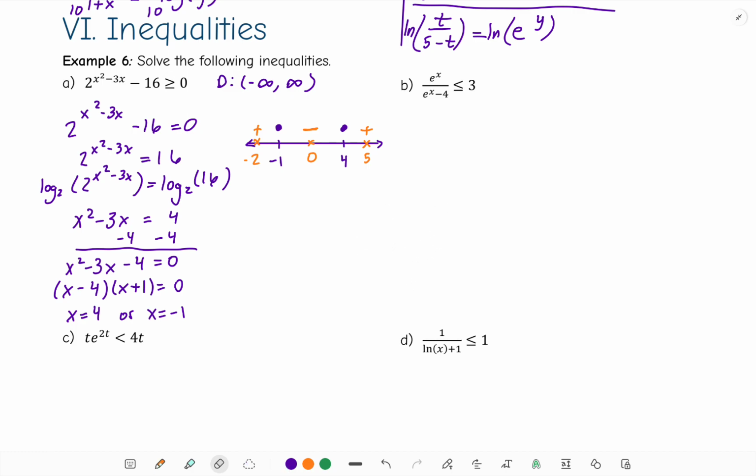So since our original inequality was looking for greater than or equal to 0, that means we're looking for the positive. So our answer is negative infinity to negative 1 with a bracket on the negative 1 because it was a closed dot, union 4 and another bracket to infinity. And there's our answer.